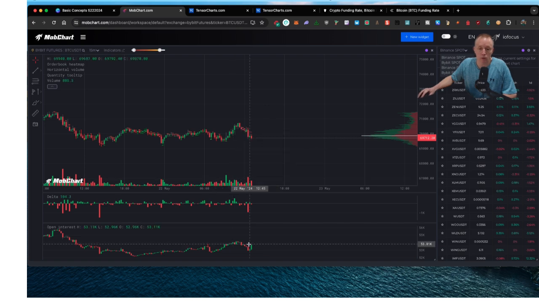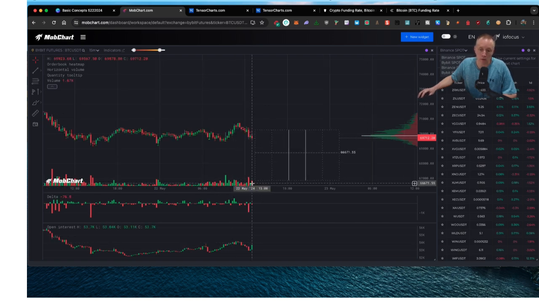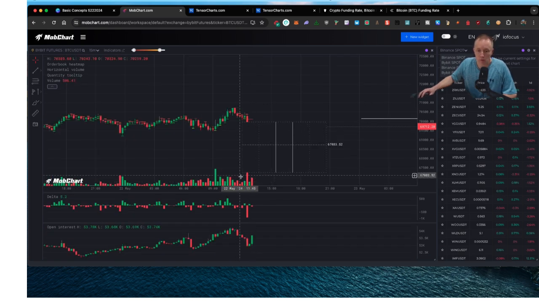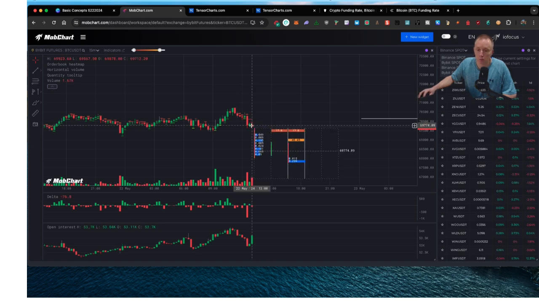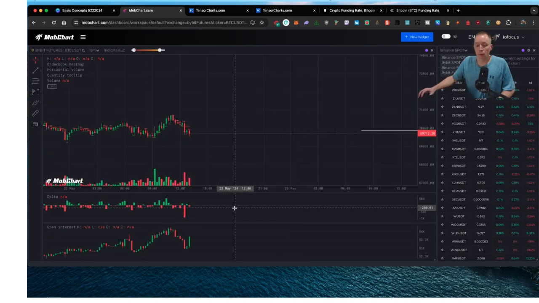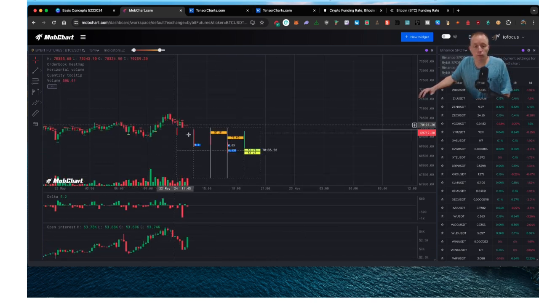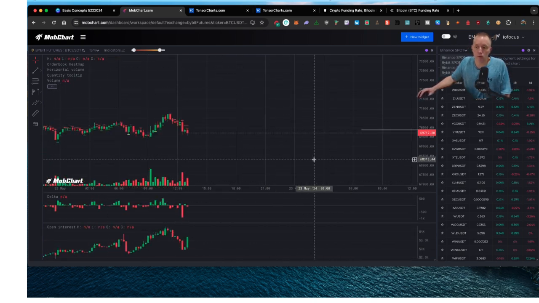Which we'll have to monitor with volume and see what ends up happening. You can see here that volume is actually increasing even in this example. But if we look here, oh yeah, we have quite an imbalance. Anyways, this is a good platform where you can look at open interest, funding rate, and even heat maps. I'd recommend checking it out. It's called Mob Charts.